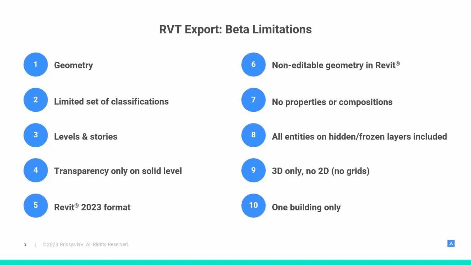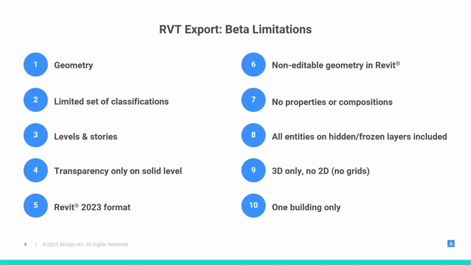Furthermore, we only export to Revit 2023 for now, and you will get non-editable geometry in Revit. You will also not get the properties and no compositions. And all entities on hidden and frozen layers are included in the Revit export as well. You will only get the 3D geometry, no 2D, which also means that you cannot export grids at the moment.